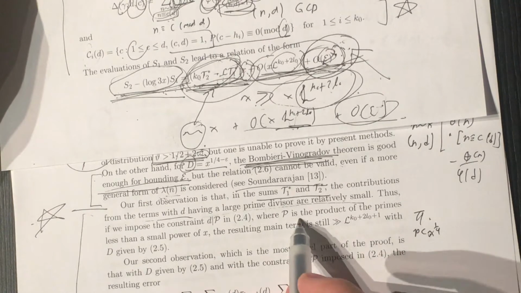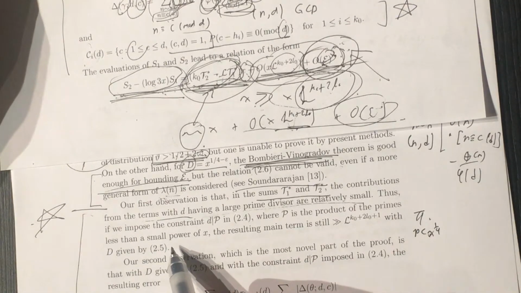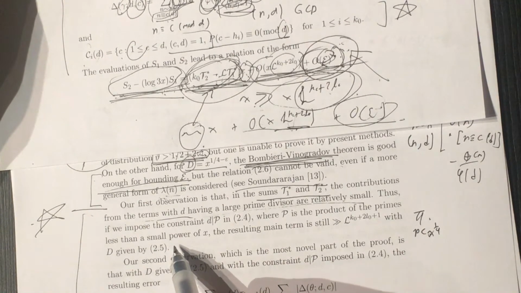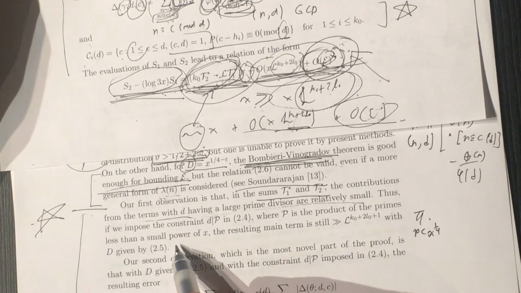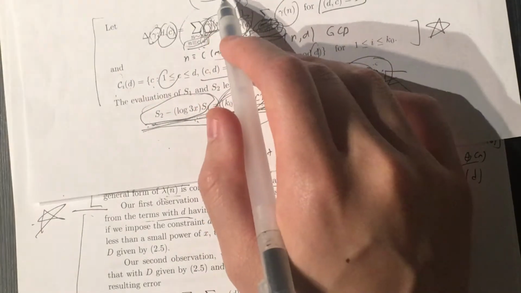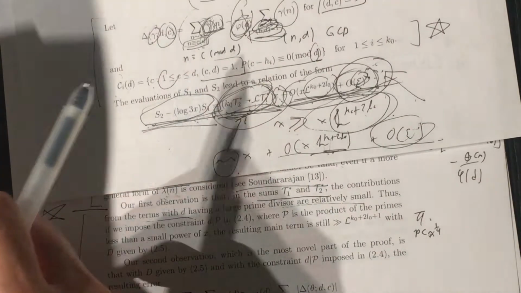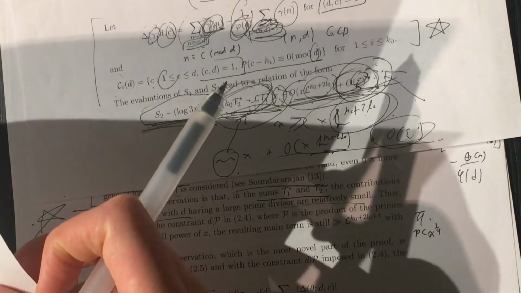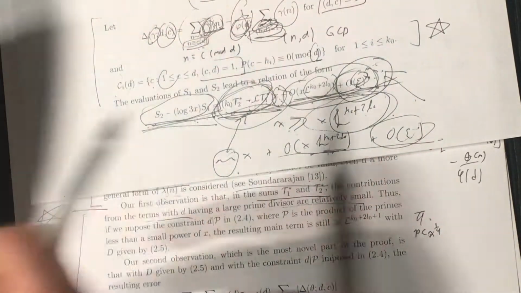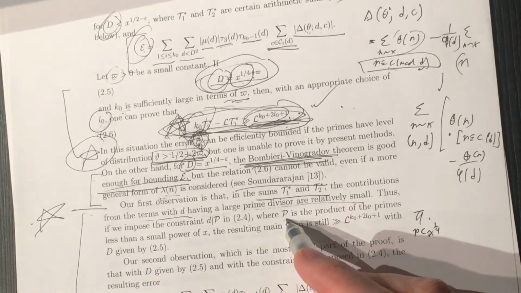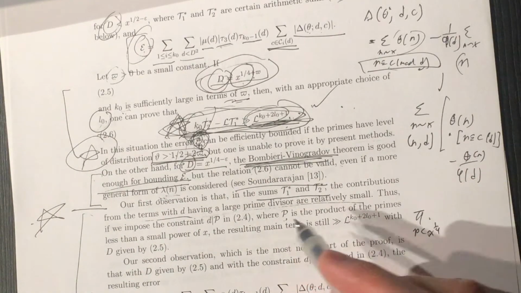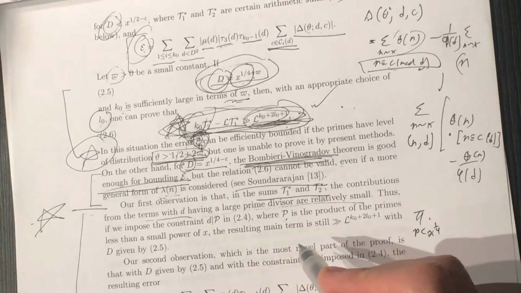Impose the constraint where P is the product of the primes less than a small power of x. Why is this a product of primes? Maybe this is part of his notation that he said before. No, it's actually not. So I should figure out what this curly P means. Where P is the product of the primes less than a small power of x.